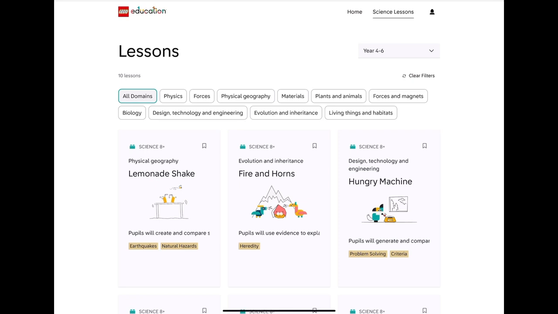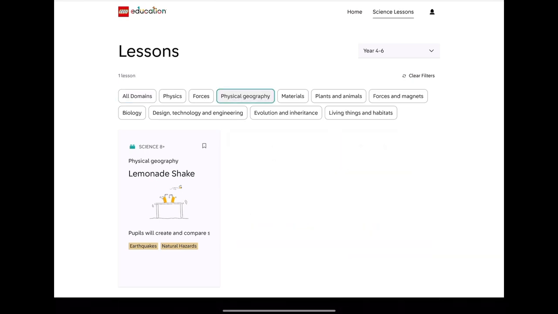Next, I'm going to tap on physical geography, and you can see then I'm presented with a lesson that is linked to earthquakes and natural hazards. At the moment, that is all I know about it. So let's take a dive into Lemonade Shake to find out its lesson objectives, its success criteria, and all of the resources that go along with it.